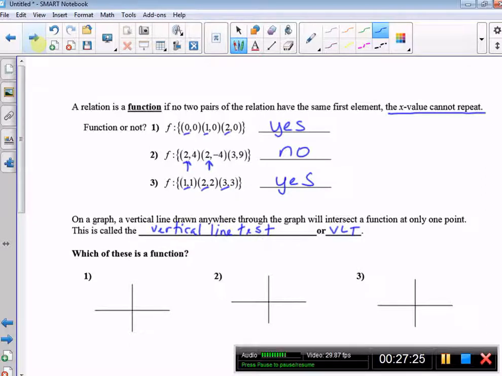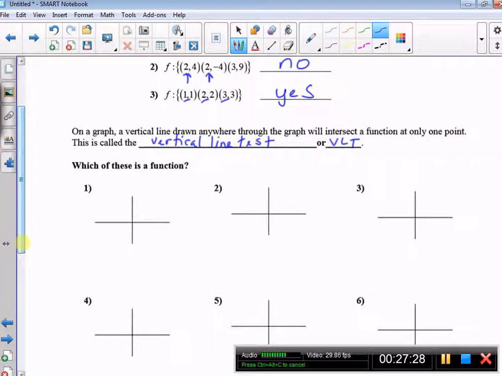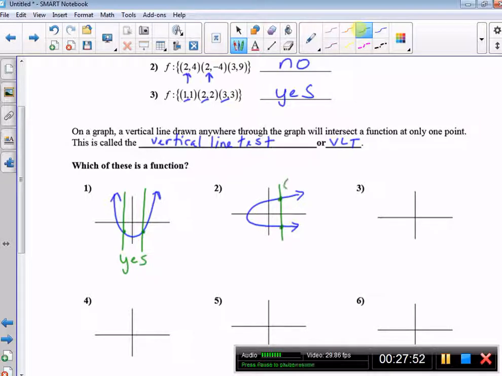Which of these is a function? So some examples here. If you take a parabola, if I draw a vertical line, it hits it in only one spot. No matter where I draw that vertical line, it only hits it in one spot. Yes, that's a function. But if I take that parabola and put it on its side, now when I draw a vertical line, it's hitting it in two spots. So maybe that coordinate is 2 comma something and this coordinate's 2 comma something. Doesn't matter what the y coordinate is. You've got repeating x's. No.